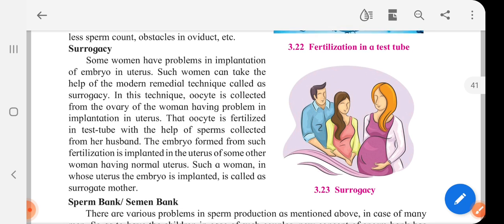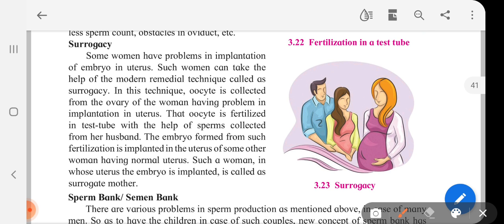Now let's talk about surrogacy. Some women have problems in implantation of the embryo in the uterus. So they cannot go for IVF because there is a problem in the uterus of the woman. Such women can take the help of a modern remedial technique called surrogacy.